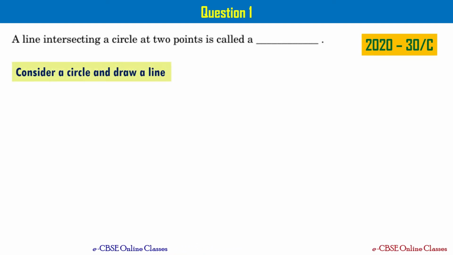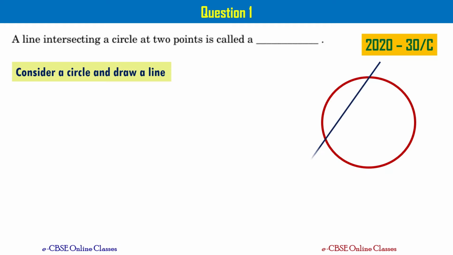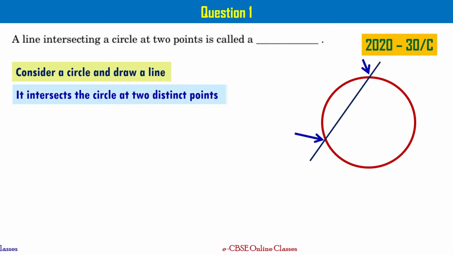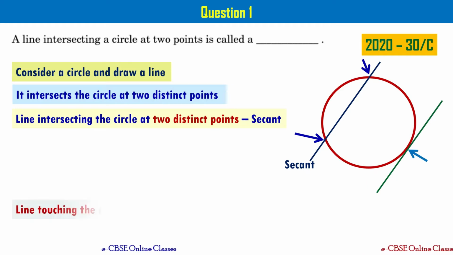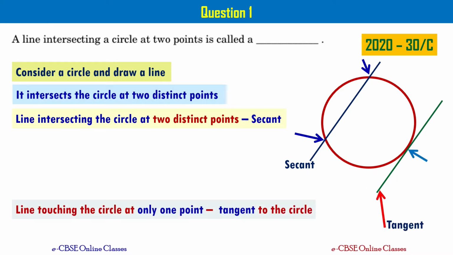Let us consider a circle and draw a line as shown in the figure. As you see here, the line is intersecting the circle at two distinct points, right? The line intersecting the circle at two distinct points is called a secant. So to answer the question, a line intersecting the circle at 2 points is called a secant. You may also be interested to learn what a tangent is. The line touching the circle at only one point is called a tangent to the circle. Please take a note of this.